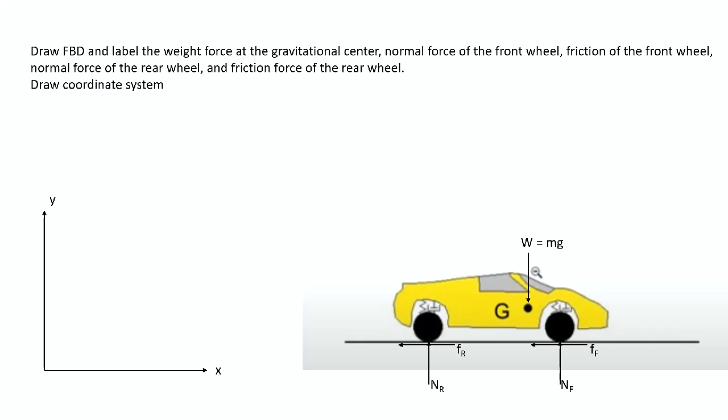So the first thing we're going to do is set up a free body diagram and a coordinate system. As you can see, the weight force acts through the center of gravity in the negative y direction. And you're going to have two normal forces acting at each of the wheels, pointing in the positive y direction, and then two friction forces, one at each of the wheels, acting in the negative x direction.